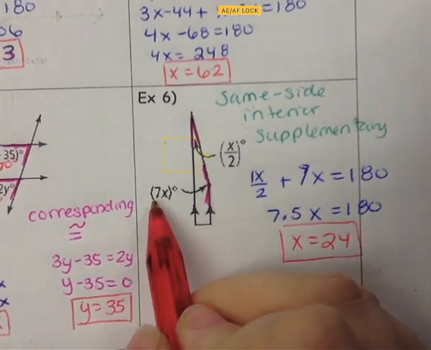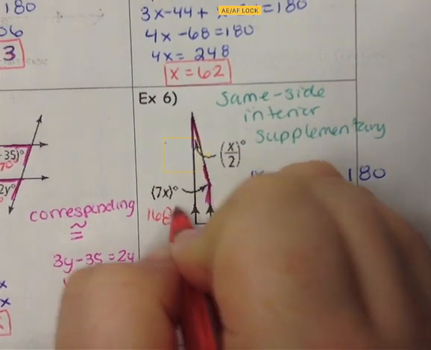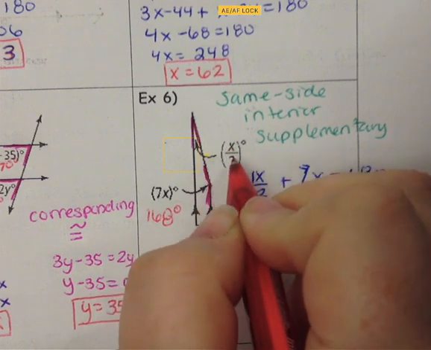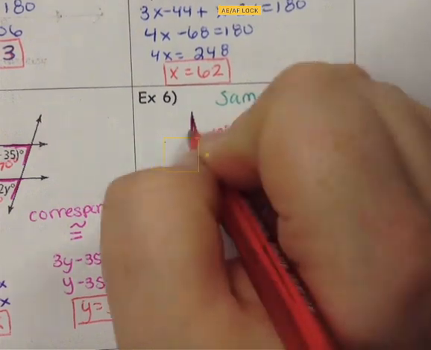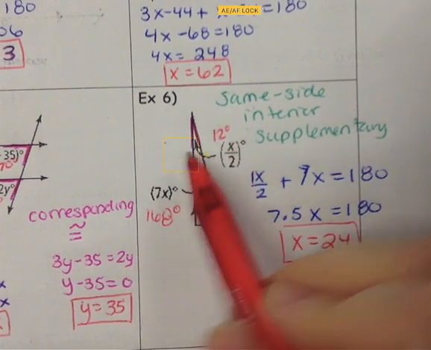Now if we plug them back in, 7 times 24 is 168 degrees, which makes sense because that's supposed to be obtuse. And then 24 divided by 2 is 12 degrees, which also makes sense since it's an acute angle. 168 plus 12 is 180 degrees.